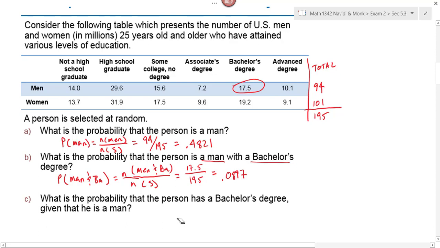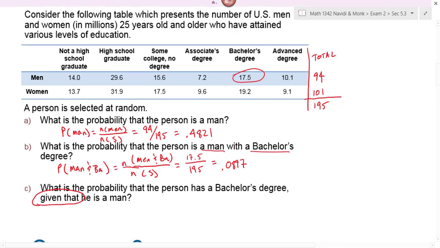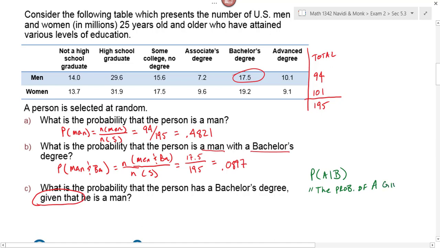Now we get into the new stuff. Part C says, what is the probability that a person has a bachelor's degree given that he is a man? When you see these words right here, given that means a conditional probability. The way that you would express this in words is the probability of A given that B has already occurred. This is how you would read these symbols here for the conditional probability.